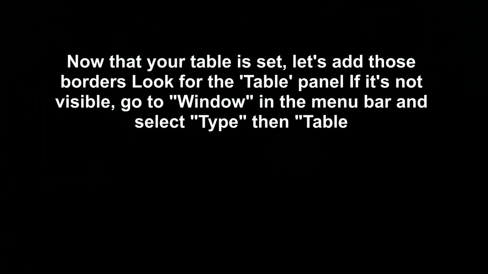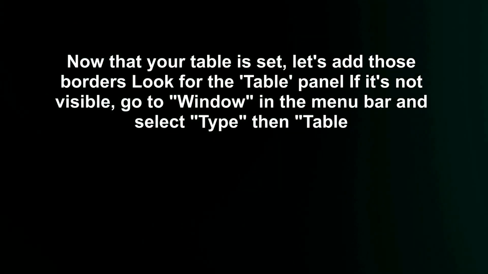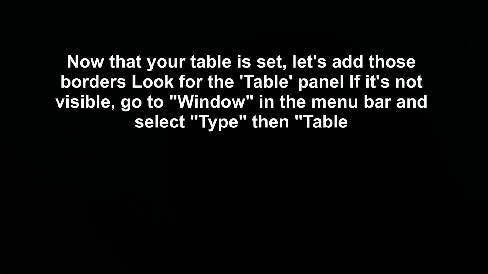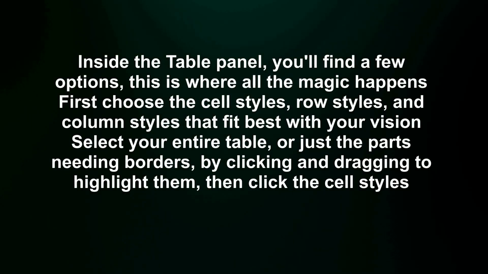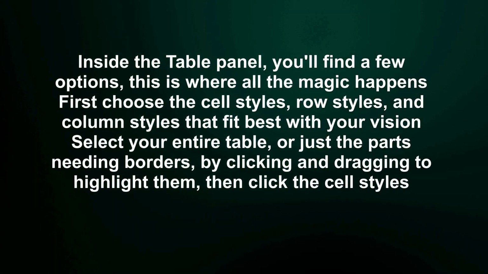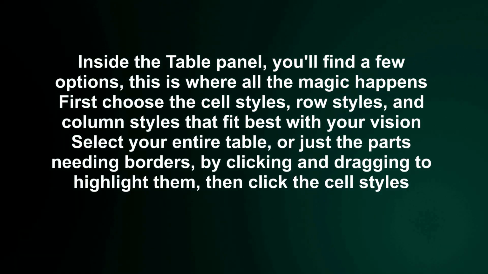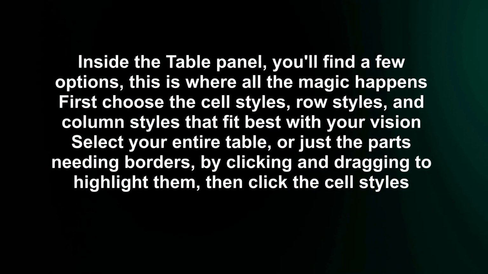Look for the table panel. If it's not visible, go to Window in the menu bar and select Type, then Table. Inside the table panel, you'll find a few options. This is where all the magic happens. First, choose the cell styles, row styles, and column styles that fit best with your vision.